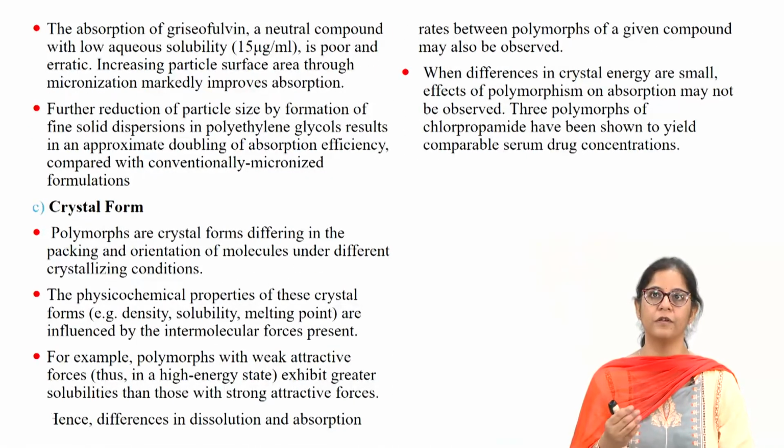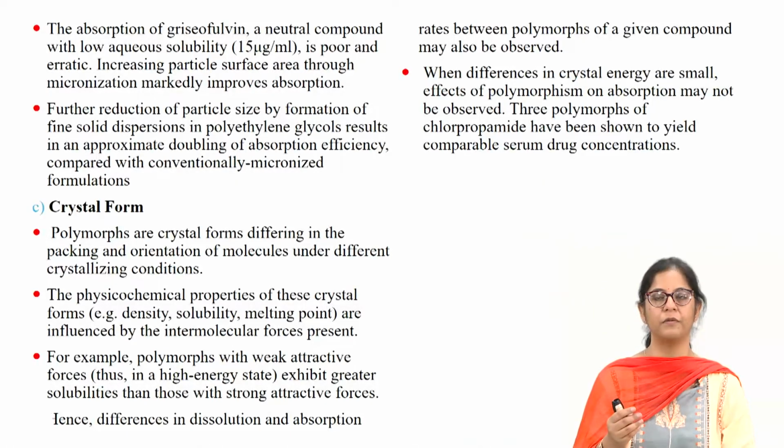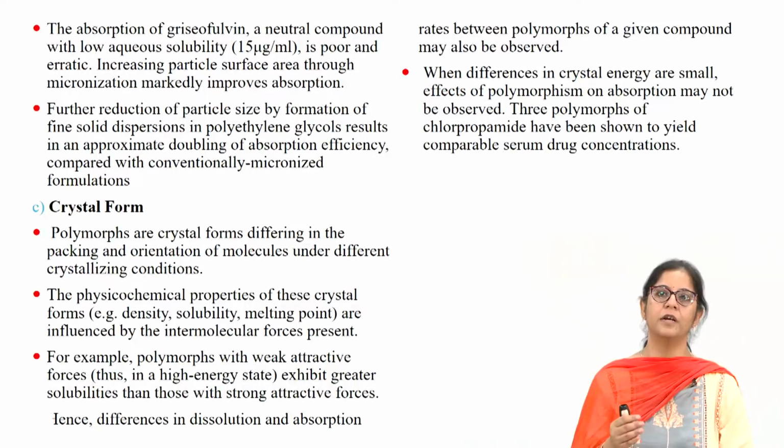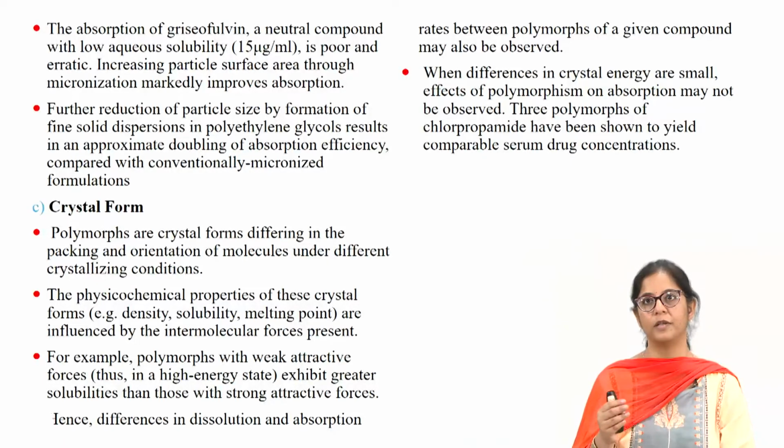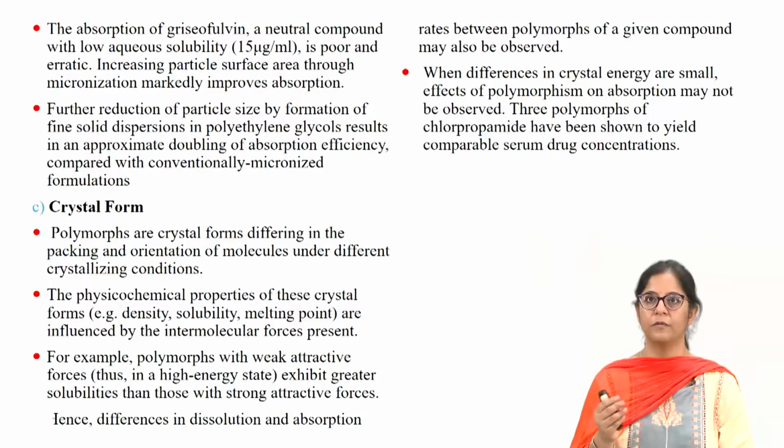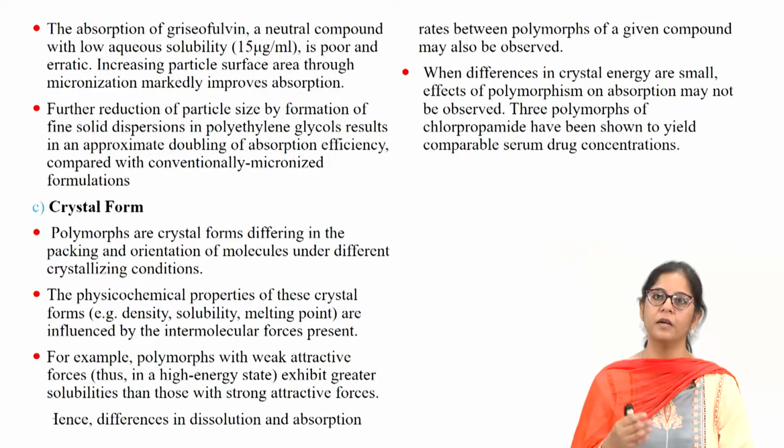The absorption of griseofulvin, a neutral compound, is low, around 15 microgram per ml, and is poor and erratic. So, increasing the particle surface area through micronization markedly improves absorption. Further reduction in the particle size by formation of fine solid dispersions in polyethylene glycol results in approximate doubling of the absorption efficiency in comparison to the conventionally micronized formulation.